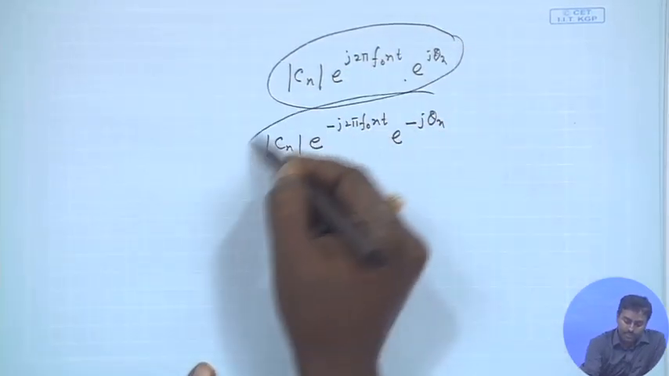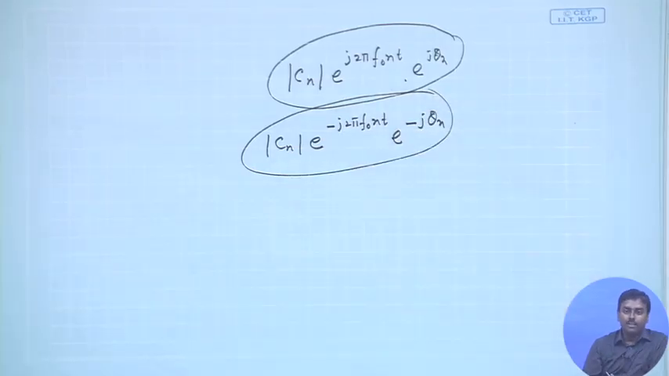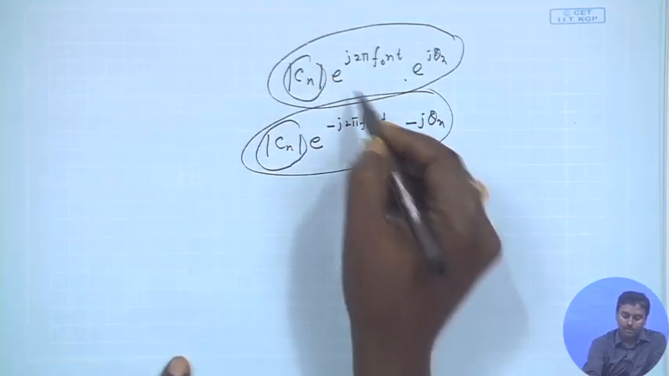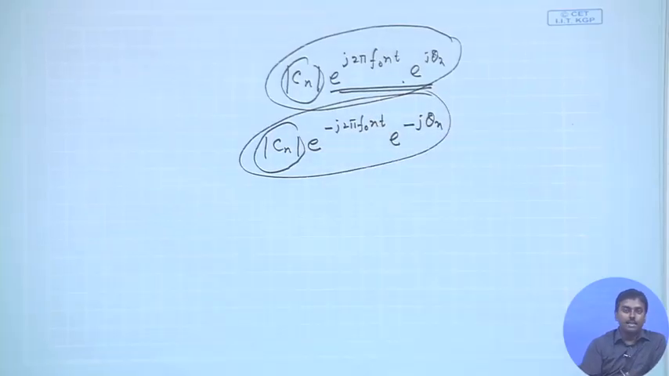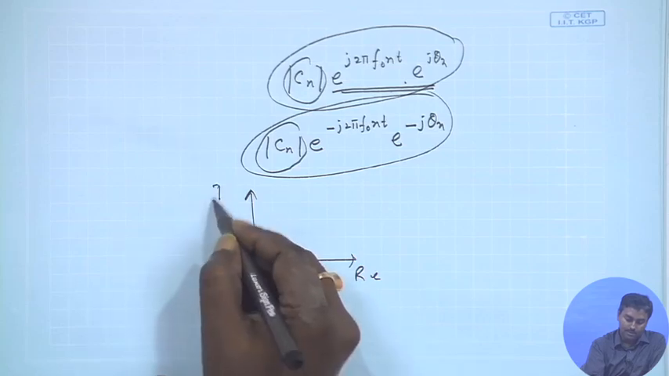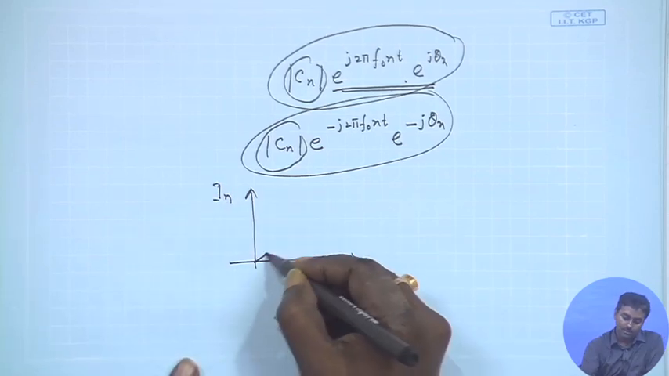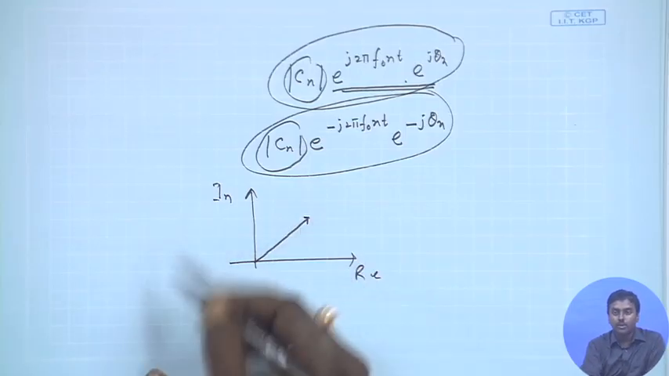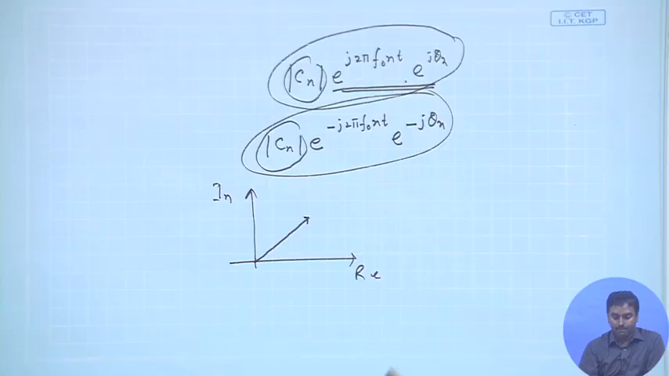If you carefully see these two things, they are nothing but two phasors. If you just ignore this mod Cn, what do we have? This is a unit length phasor in the complex plane. This is the real axis, this is the imaginary axis. So this is just a single unit length phasor which is actually rotating. See here, the variable is t.